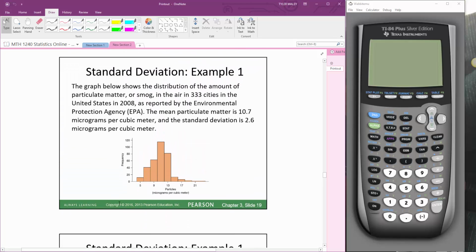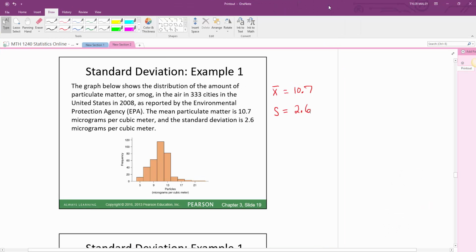So let me make note of that. We want to write that down, so it might be helpful. I'll write off to the side what I'm going to write down on a piece of paper on my desk. What we want to write down is the mean is 10.7 and the standard deviation. The symbol we use for standard deviation, we use S, so we would say S equals 2.6.